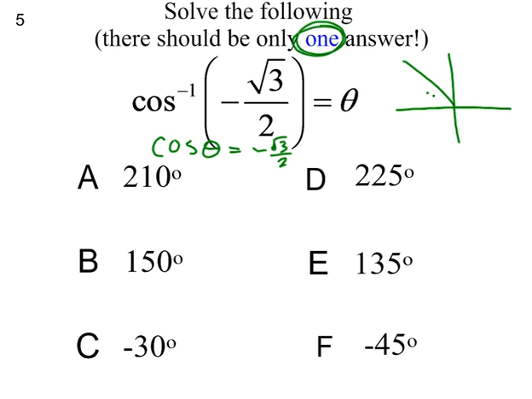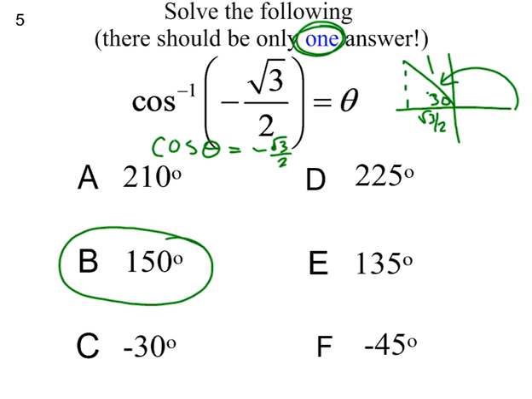And then you say, okay, which angle when I take cosine of it gives me root 3 over 2? So my adjacent side's got to be root 3 over 2. And hopefully we remember that the adjacent side to our 30-degree angle is root 3 over 2. So we're looking for a 30-degree reference angle in the second quadrant, which gives me 150 degrees.